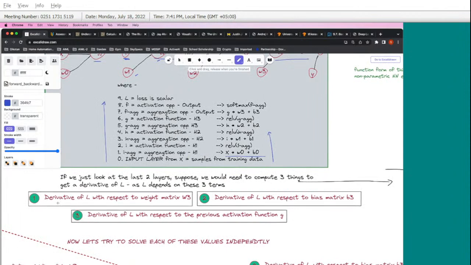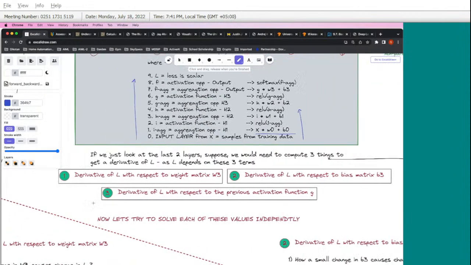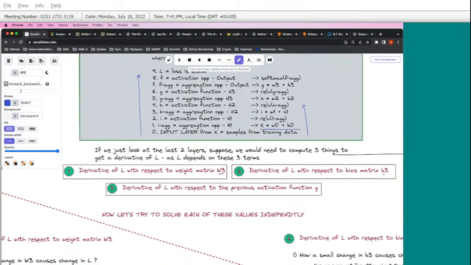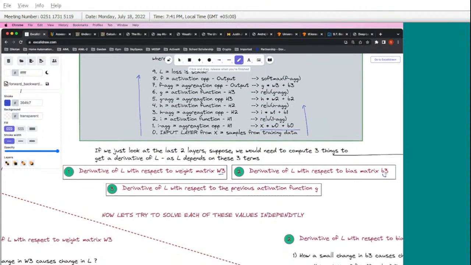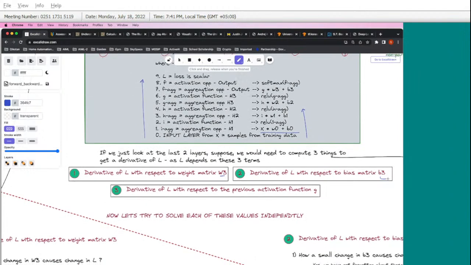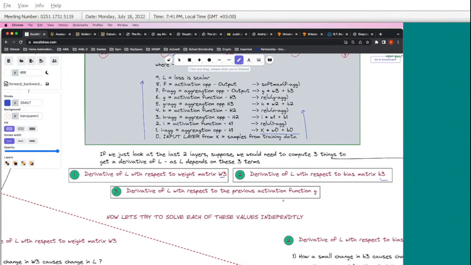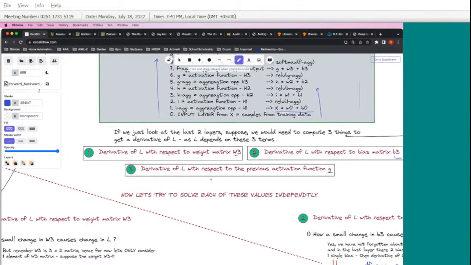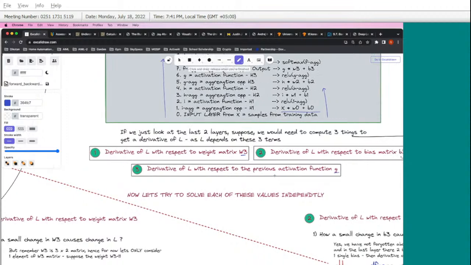So the first derivative is the derivative of L with respect to weight W3. The derivative of L with respect to B3. And the derivative of L with respect to the previous activation function G. So if we compute these three derivatives, we are done. Actually, we don't have to add them up. We just have to compute the derivative of all these three things and keep the value ready.